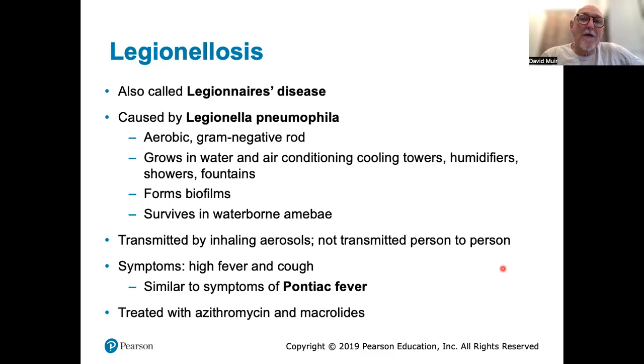But if it gets caught up in the water, in the fluids in the systems, it can be spread and it can actually cause an infection. People are infected by inhaling aerosols. It's not transmitted. It's not contagious at all. Under normal situations, in a young person, it is usually self-limiting, but it can cause a very serious, highly inflammatory pneumonia, and is of particular danger in the elderly.